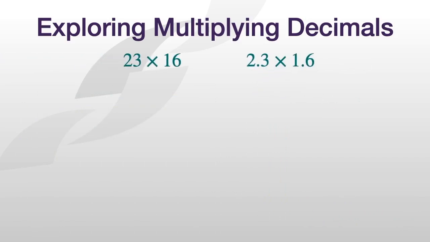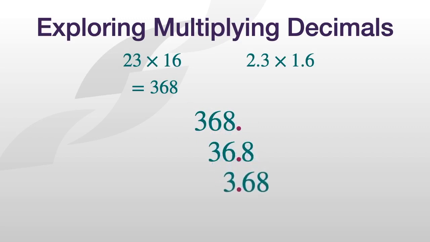Rather than multiplying the decimal numbers directly, we can instead multiply the whole numbers and then place the decimal point using estimation. 23 times 16 is 368, which if we wrote a decimal point would come at the end of the number. But a decimal answer may place the decimal point here, or here, or here.